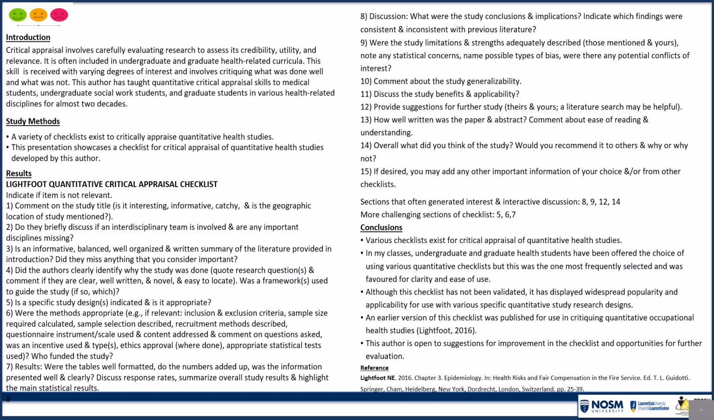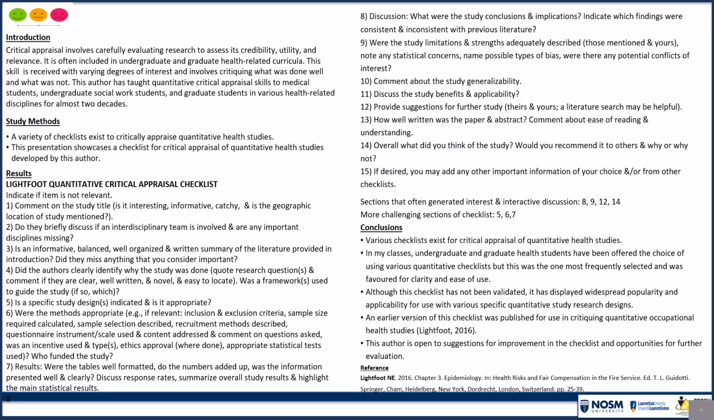Critical appraisal involves carefully evaluating research to assess its credibility, utility, and relevance. It is often included in undergraduate and graduate health-related curricula. This skill is received with varying degrees of interest and involves critiquing what was done well and what was not. I have taught quantitative critical appraisal skills to medical students, undergraduate social work students, and graduate students for almost 2 decades.